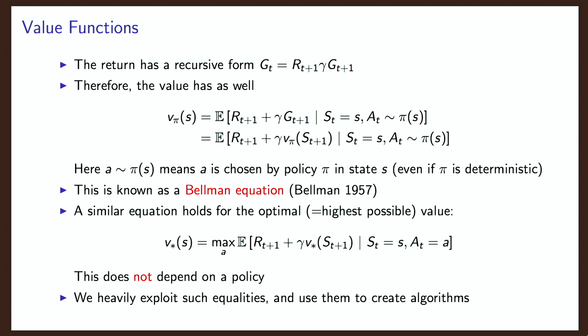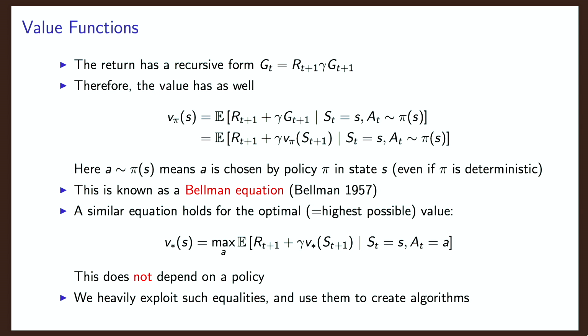And notation-wise, note that I'm writing down A as being sampled from the policy. So this is basically assuming stochastic policies, but like I said, deterministic can be viewed as a special case of that. And then the equation is known as the Bellman equation by Richard Bellman from 1957.